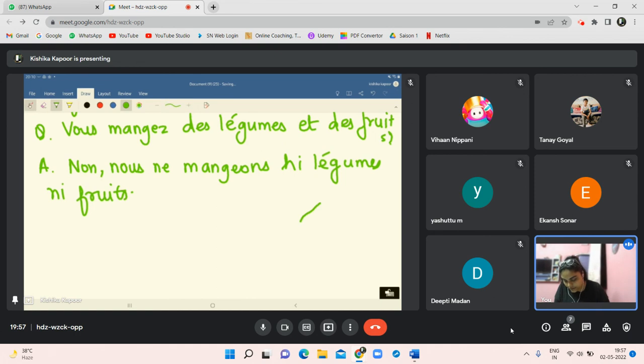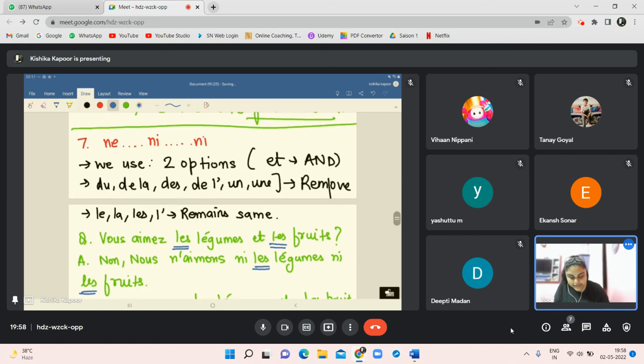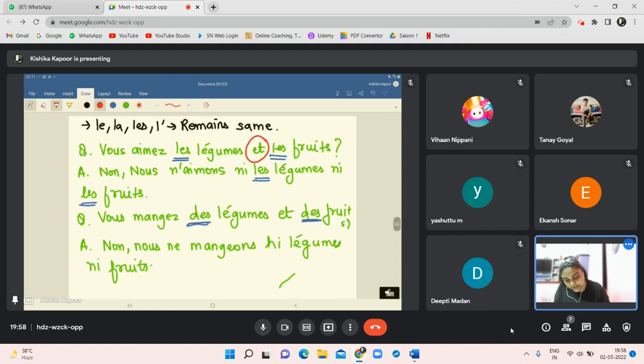We will do a quick observation. In the first question, it was saying, "Vous aimez les légumes et les fruits." I have kept my les part here as well and here as well. But here it was saying des. I am not going to write des because the rule says you are only going to keep le, la, les in your statement, whereas your du, de la, des, de l' apostrophe, un, une is completely going to be removed. How did I get to know that I have to use ne, ni, ni? Because I had the connector et in between. You can also have ou because it is giving you two options, and then you are going to analyze that you have to use ne, ni, ni.